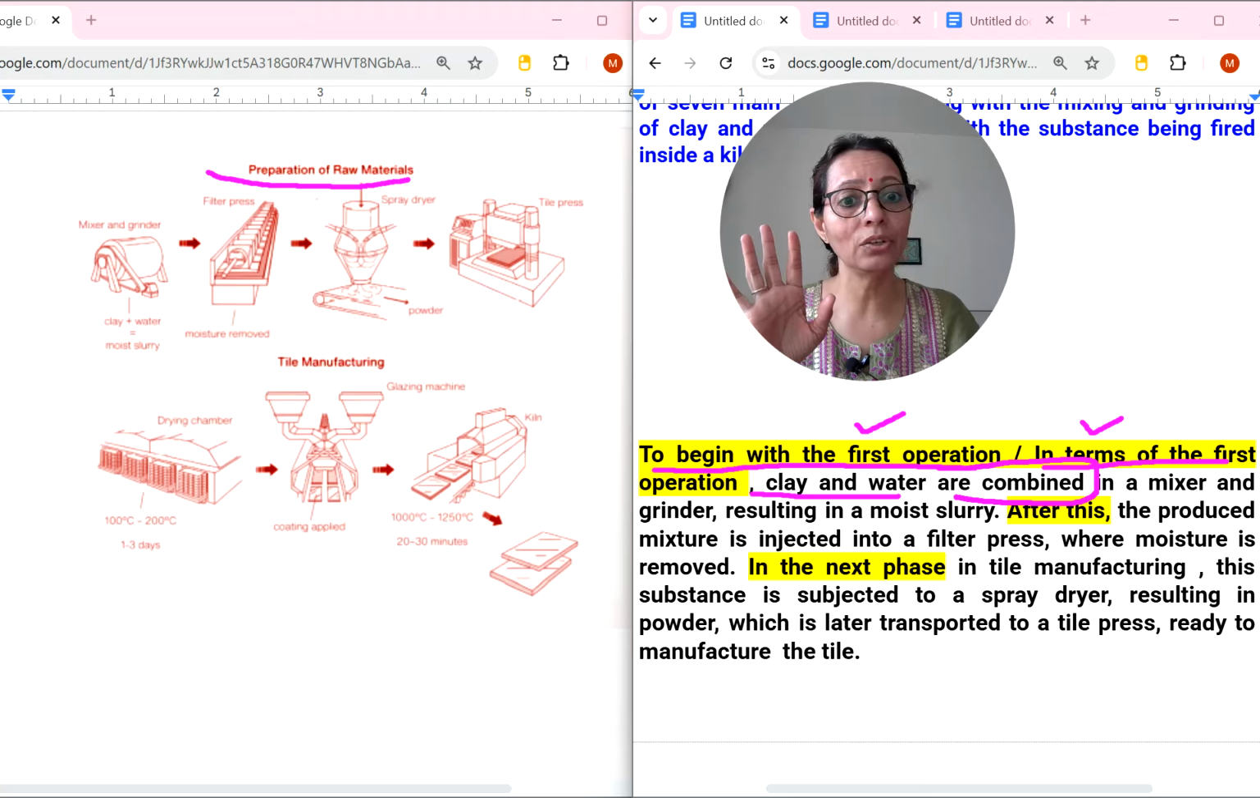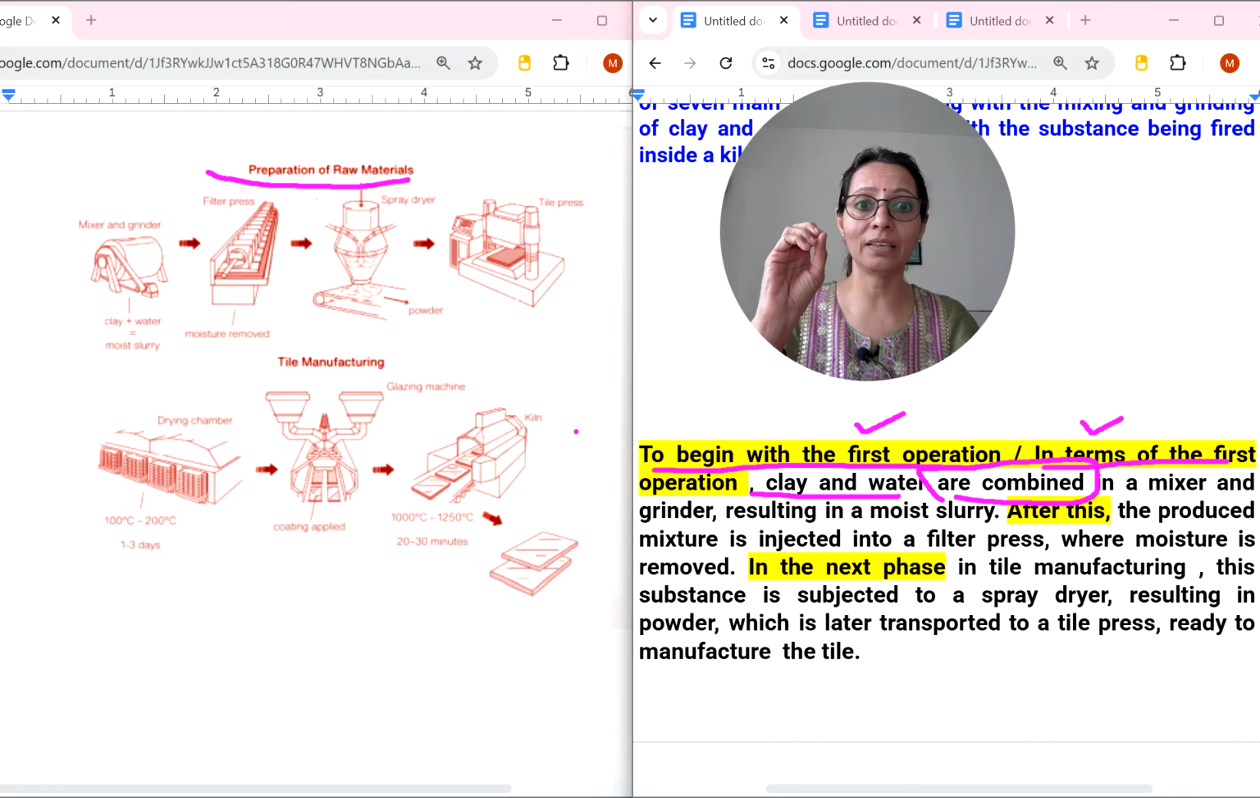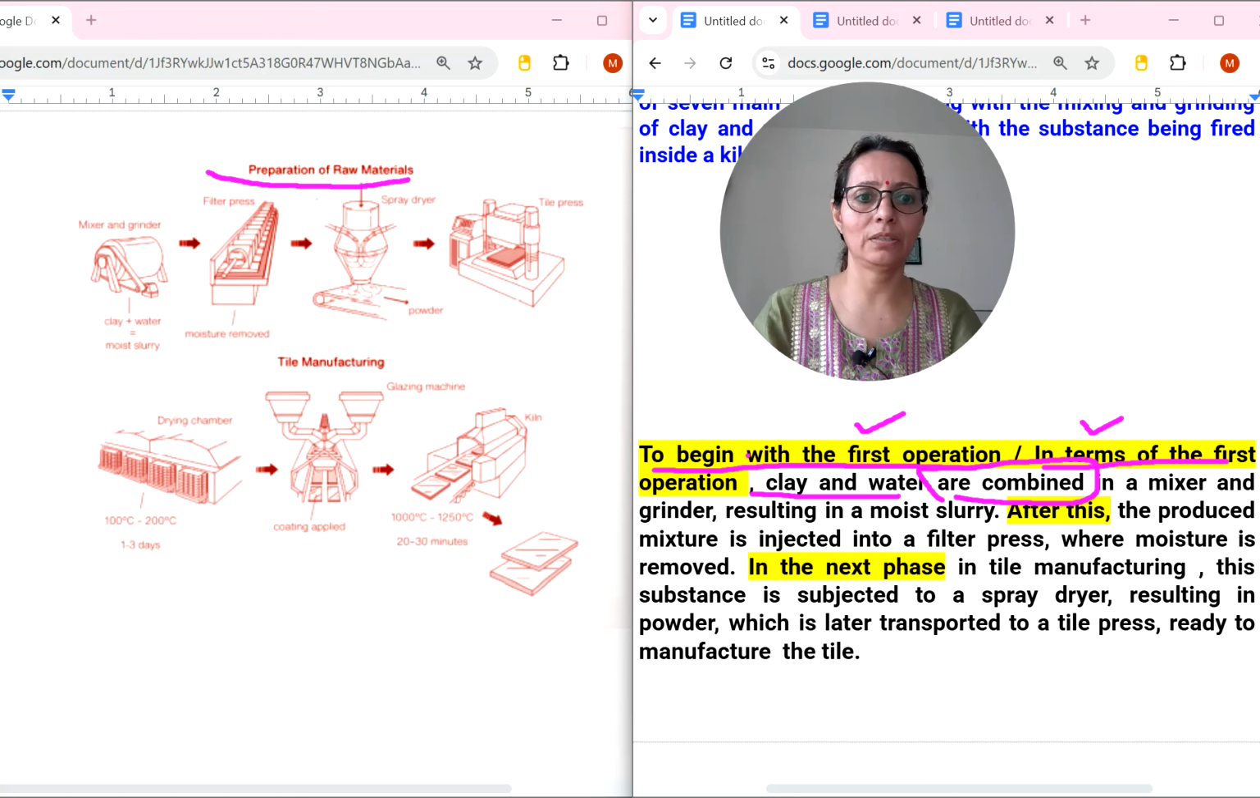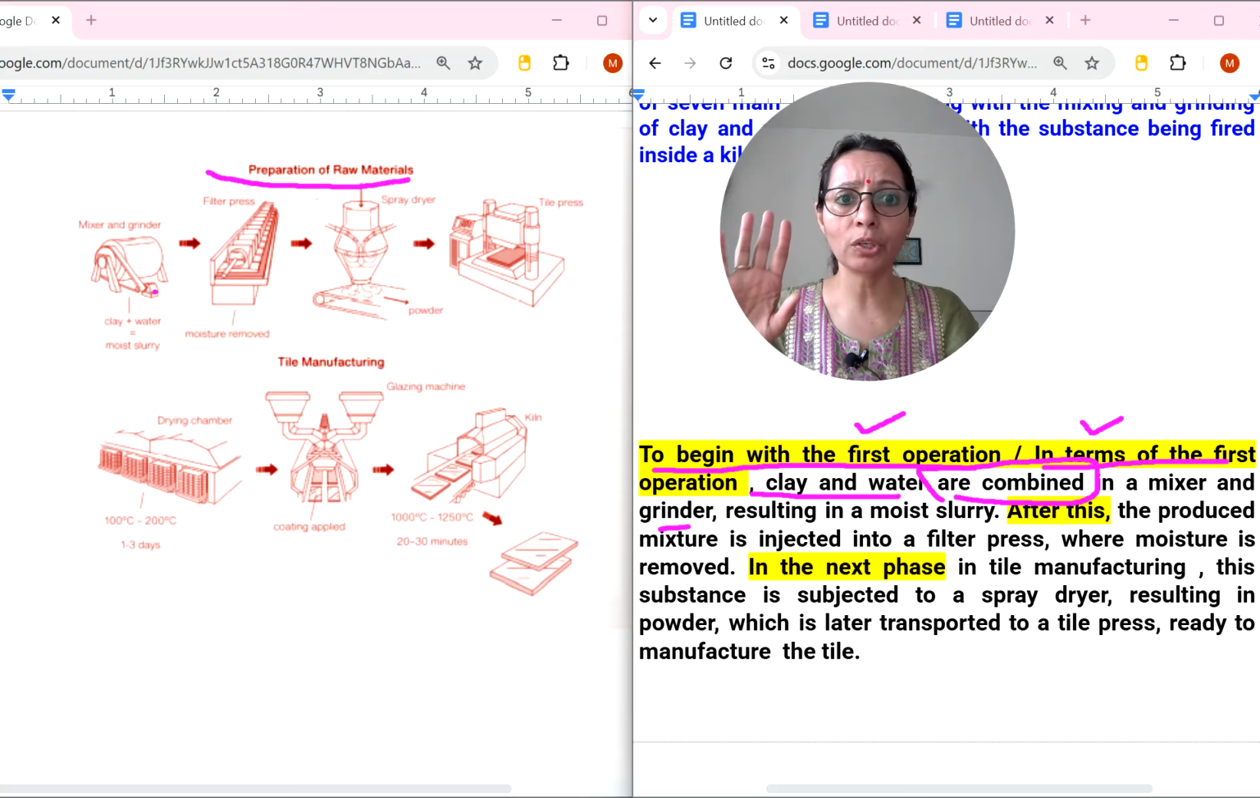This is the thing you need to write in Task 1 for getting 8 plus band scores in Writing Task 1. Okay. Clay and water are combined in a mixture and grinder. So, everything we will be using from here. No other extra vocabulary I will be using. Resulting, what is the result of that? It will become moist slurry, resulting in a moist slurry.